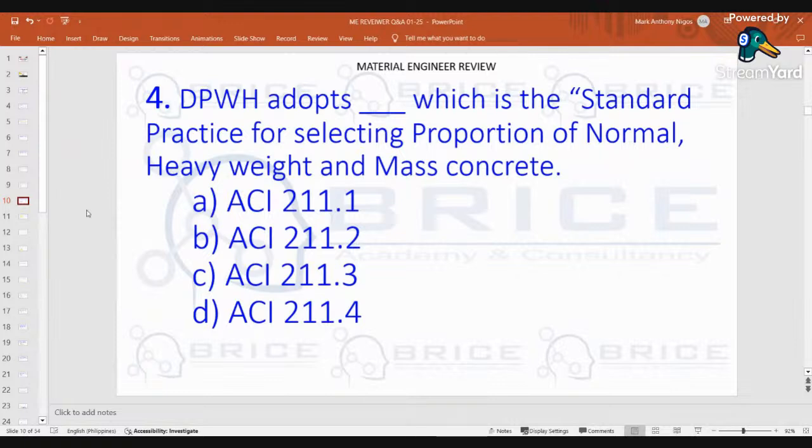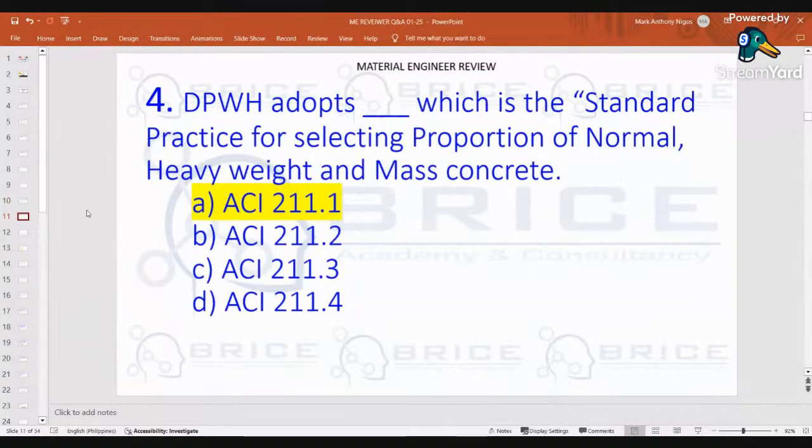Number 4. DPWH adopts blank, which is the standard practice for selecting proportion of normal, heavyweight, and mass concrete. A, ACI 211.1. B, ACI 211.2. C, ACI 211.3. D, ACI 211.4. The answer is A, ACI 211.1.